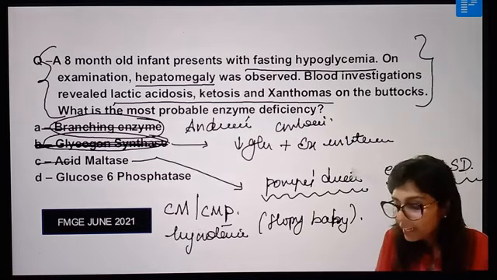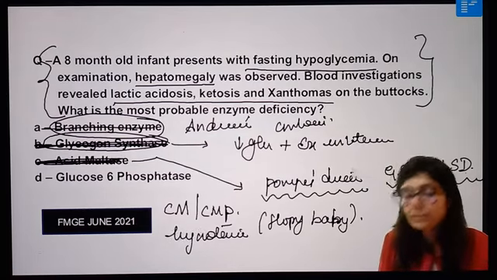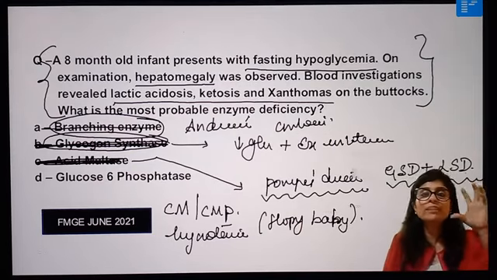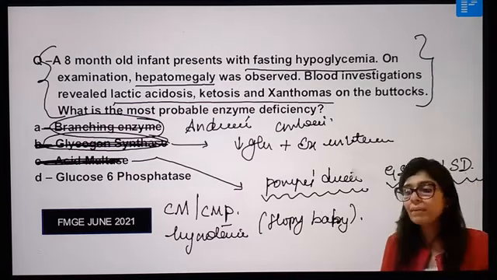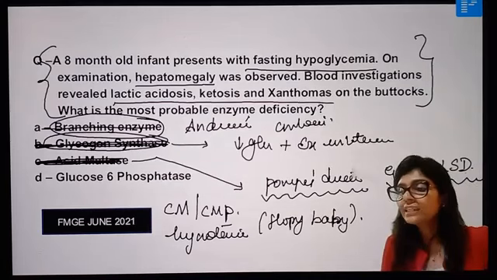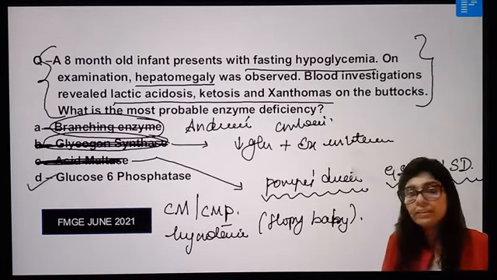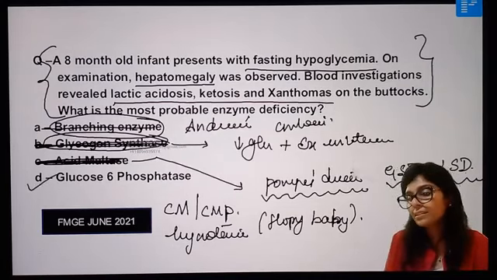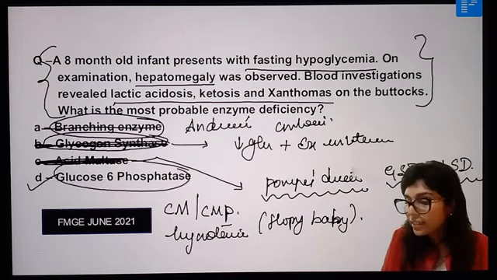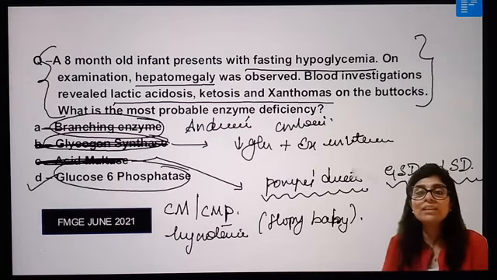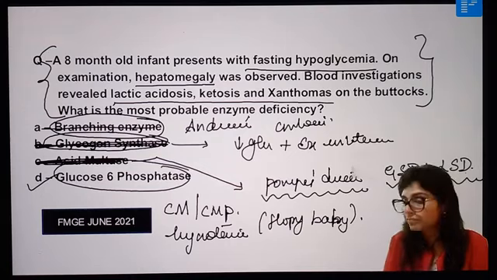Do you see any cardiomegaly or cardiomyopathy in the history that is provided to you? So it is not acid maltase defect. So tell me what is the right answer here. The right answer here is glucose 6-phosphatase defect. And we know this is the condition that presents as severe fasting hypoglycemia.